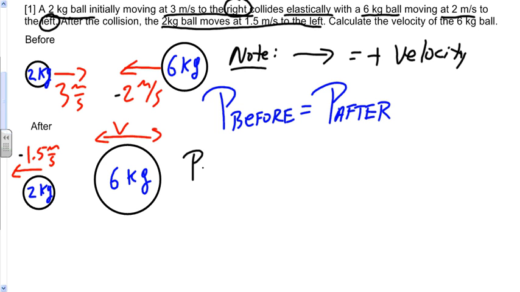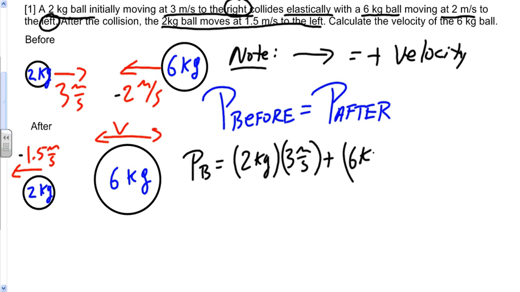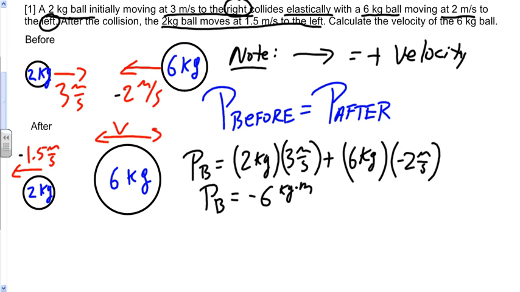So here's my P before. It equals the momentum of the small ball plus the momentum of the large ball. Momentum is mass times velocity. So for the first ball, it's 2 kilograms times 3 meters per second plus 6 kilograms times negative 2 meters per second. And again, it's negative because the larger ball is moving in the opposite direction to the smaller ball. I'll let you go ahead and calculate that. You should get an answer of the momentum before is negative 6 kilogram meters per second.